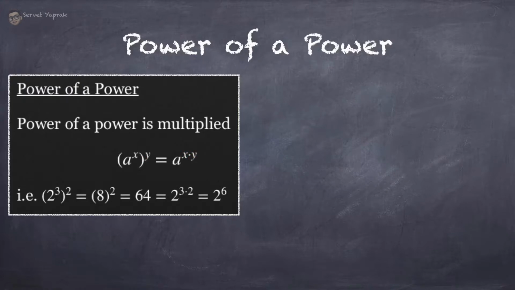And let's look at an example. 2 cubed to the power of 2. The result is not 2 to the power of 5, because 2 cubed is 8, the bracket is 8, 8 squared is 64, and it is equal to 2 to the power of 6.